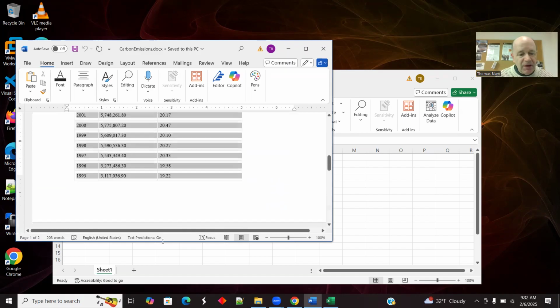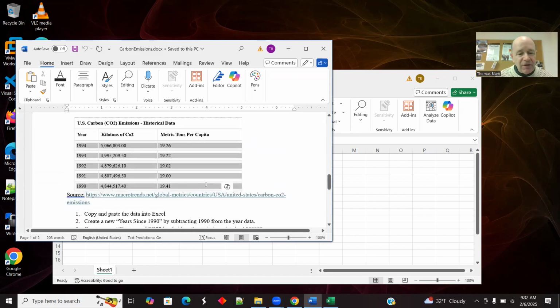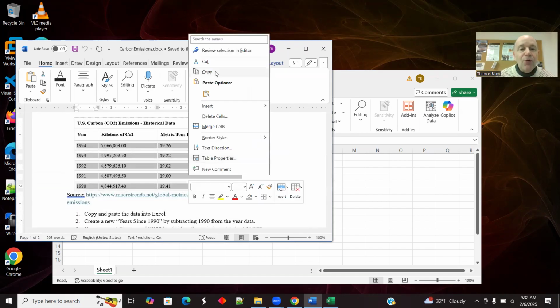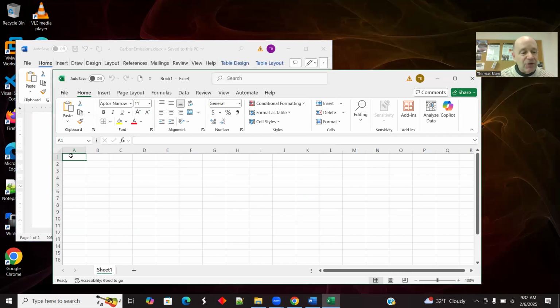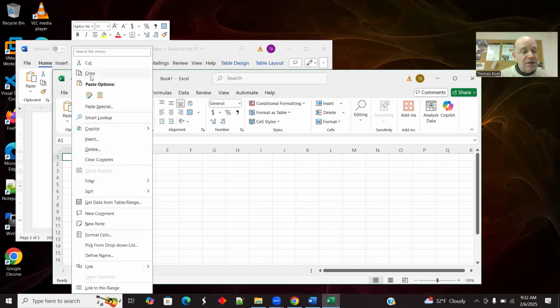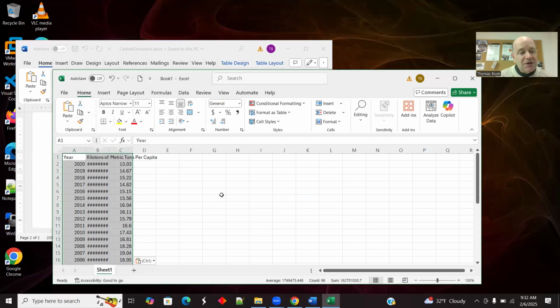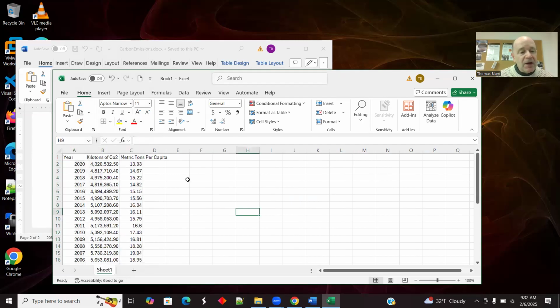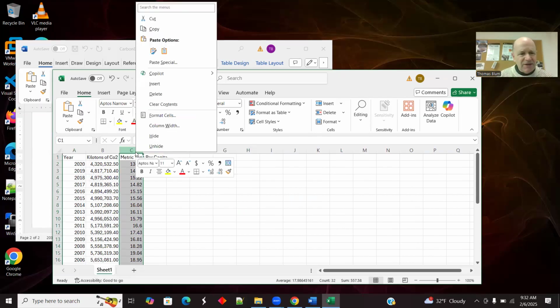I'm going to copy this down. I have copied it from the web to Word, and I'm copying it over to Excel. Okay. And the first thing is I don't want the metric tons per capita data, so I'm just going to delete that.